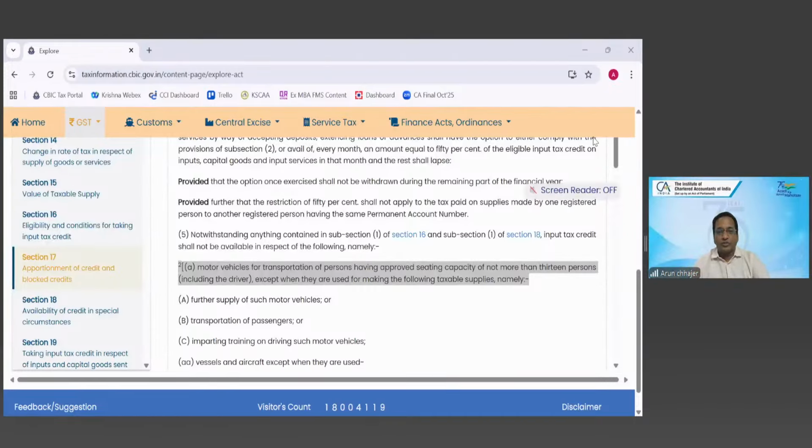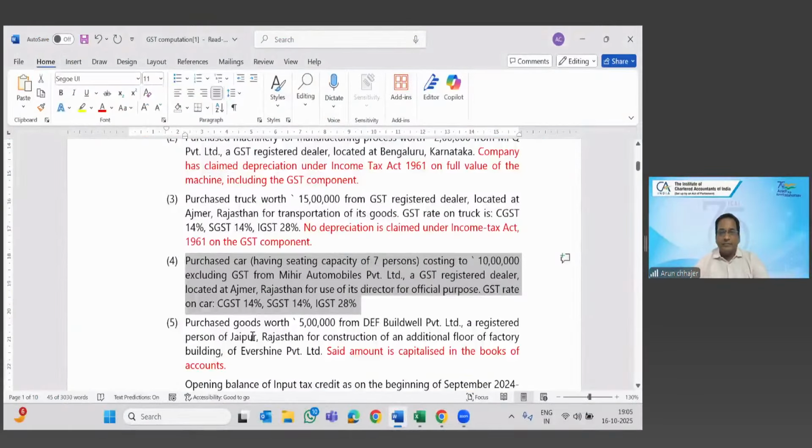Now coming to the question once again. Then what is your final answer on this? Purchase a car having a sitting capacity of 7, costing 10 lakh rupees excluding GST, and then will the ITC be allowed or not? It is exclusively used for the business purpose. Just quickly tell me the eligibility of the ITC.